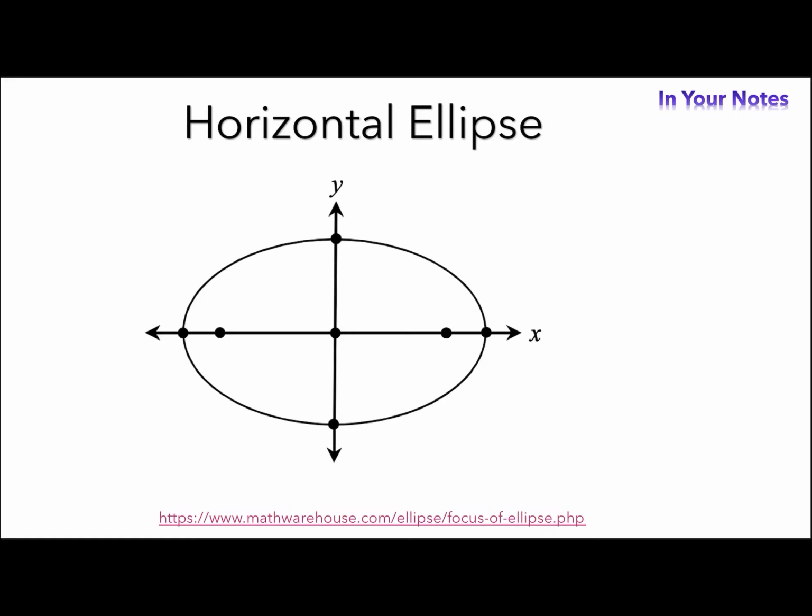Okay, so in an ellipse, you always have a center. Right now, our center is going to be right there at 0, 0. And you have a major axis. The major axis is the axis that is longest.